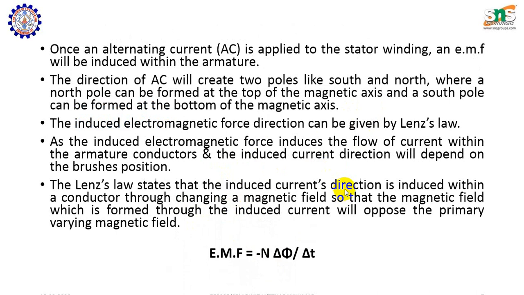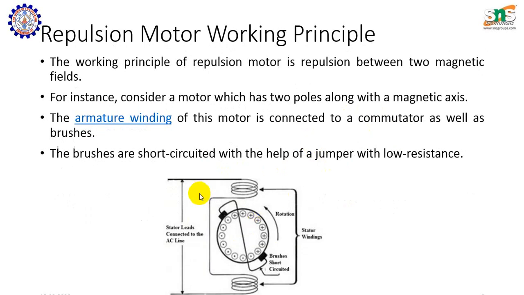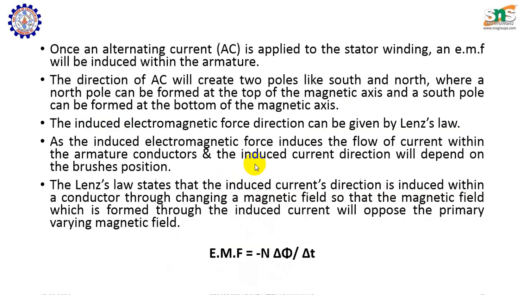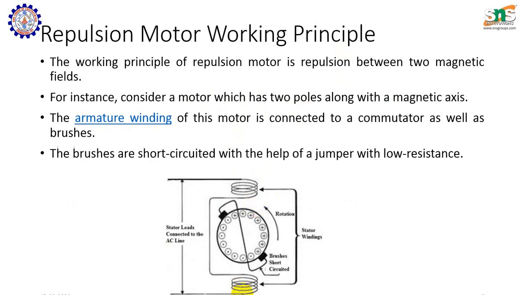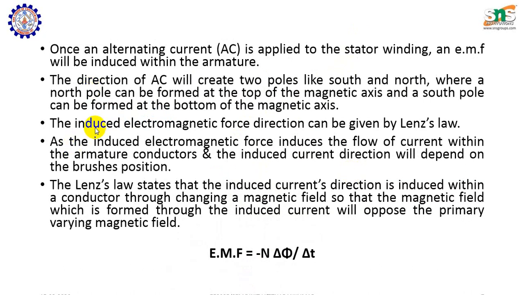Once an alternating current is applied to the stator winding, an EMF will be induced within the armature. The direction of AC will create two poles, south and north, where a north pole can be formed at the top of the magnetic axis and a south pole at the bottom of the magnetic axis. This is north and this is south. The induced electromotive force direction can be given by Lenz's law. As the induced EMF induces the flow of current within the armature conductor, the induced current direction will depend upon the brush positions. What is Lenz's law?